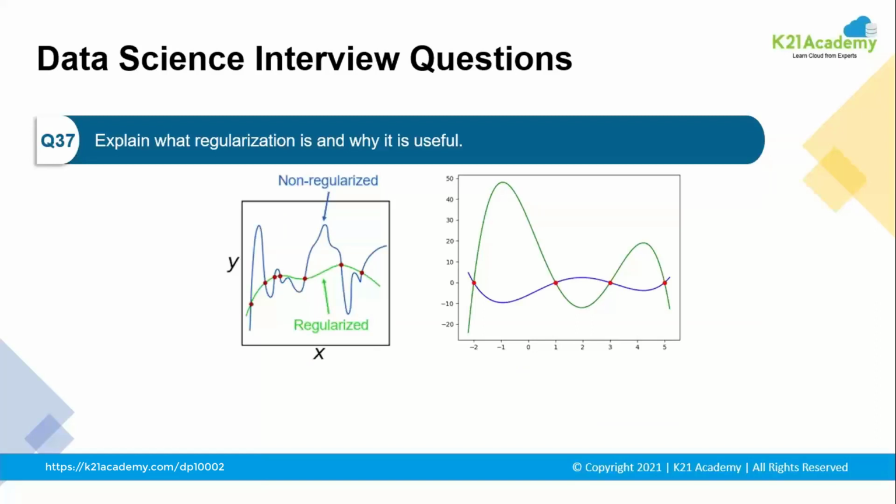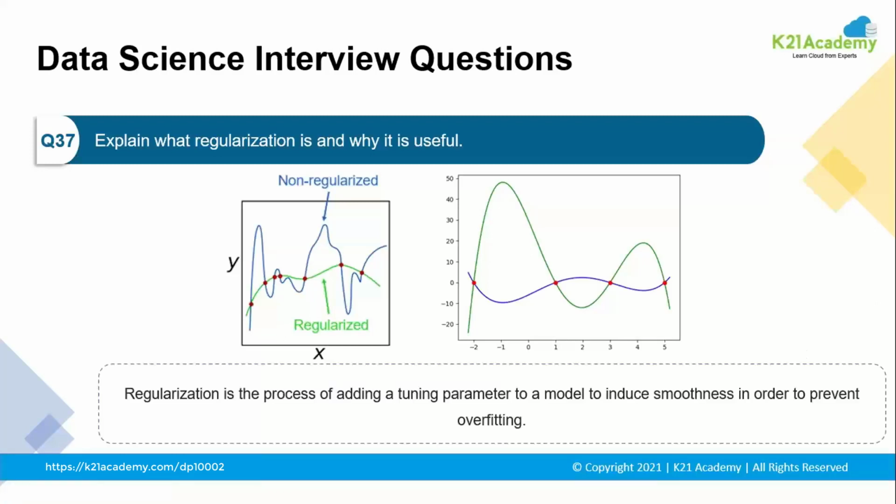What is regularization and why is it so useful? Before we move on to the answer, let me give you a quick disclaimer here. Regularization is one of the most important things that has to be performed if you want your model to give correct results. So what happens in regularization? Well, let's see the answer for this. Regularization is a process of adding a tuning parameter to a model to induce smoothness in the curve in order to prevent overfitting. So what do we understand by this?